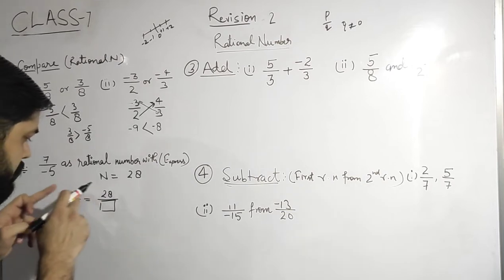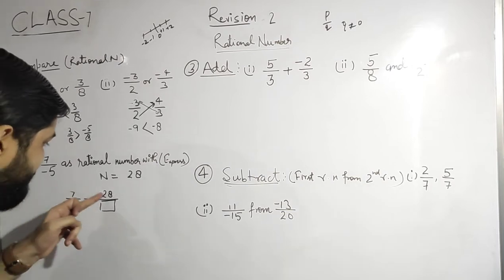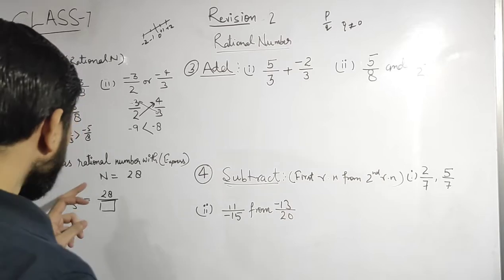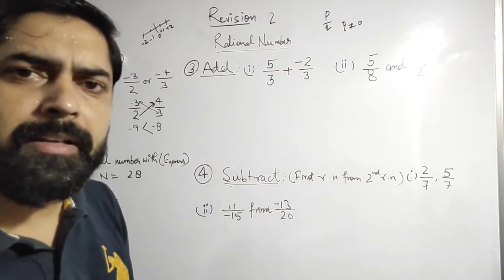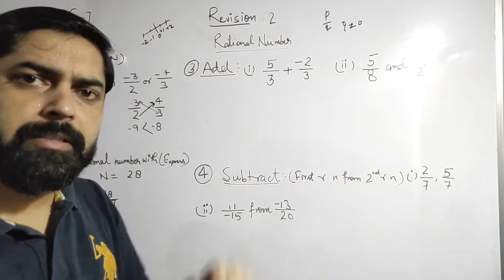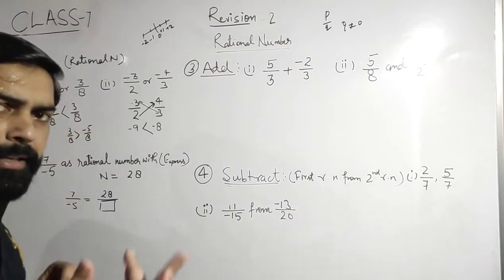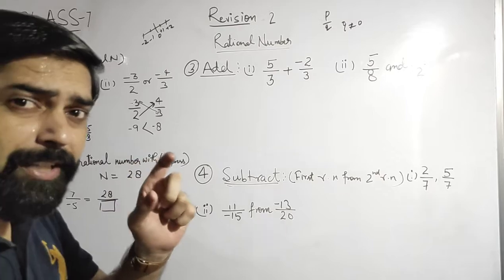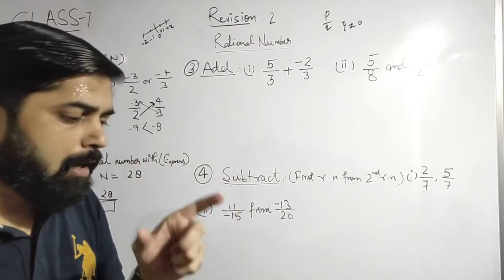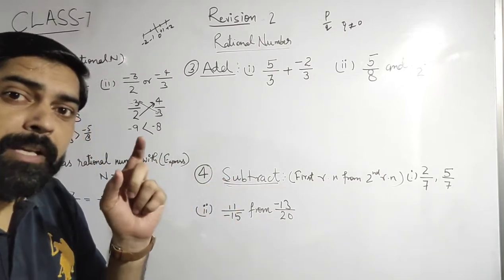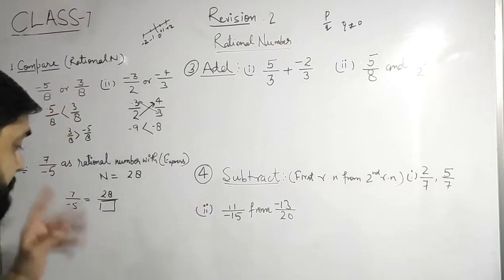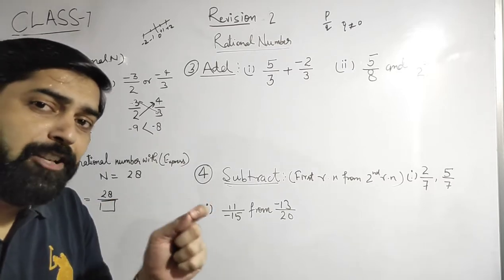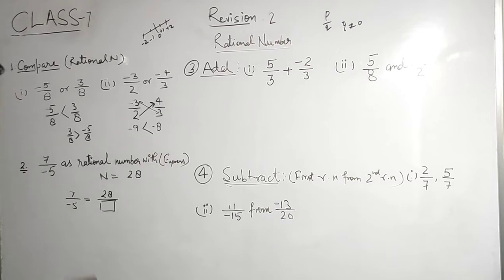So compare these two numerators. 7 and 28. How many times greater is 28 than 7? 4 times. You know the table of 7, so you can easily find it. 7 fours are 28. So 4 is the number which is multiplied by the numerator and the denominator of the first fraction.